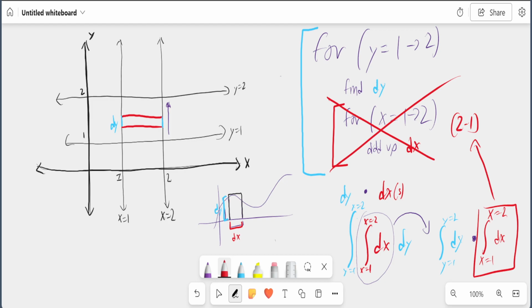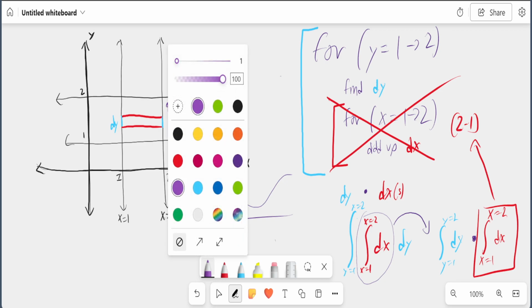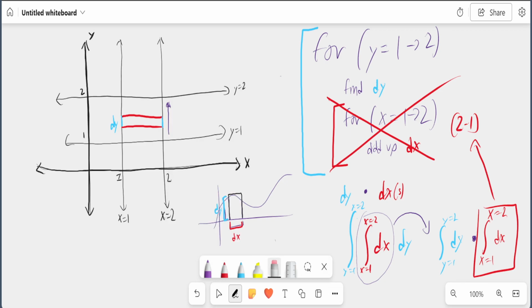And so I hope that makes sense, right? It took me a little bit to figure that out specifically when I was doing double integrals the first time. So I just wanted to give you guys a little boost there.